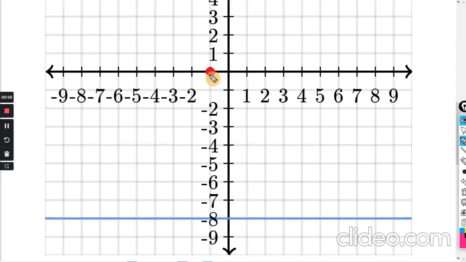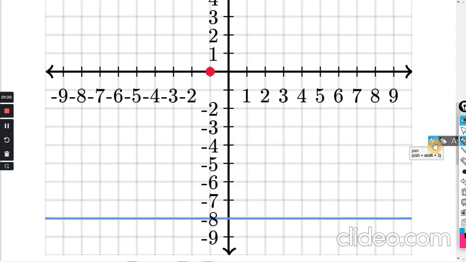All right, so starting from this point, we're going to count 1, 2, 3, 4, 5, 6, 7, 8. Okay, so this distance right here from the point to the line is just 8 units. So that's it. That's your answer.